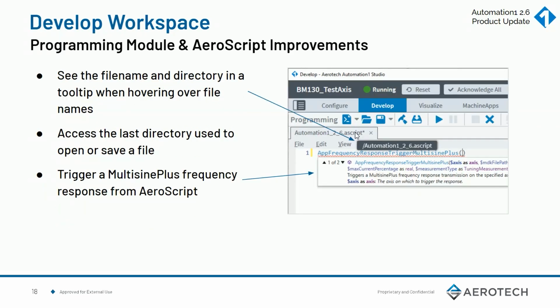Further updates have been added to our develop workspace and the AeroScript programming language. You can now see the file name and directory via a tooltip when hovering over file names. In addition, the program will now remember the last directory used to open or save a file. Here we have showcased the new MultisinePlus frequency response triggered via an AeroScript function.